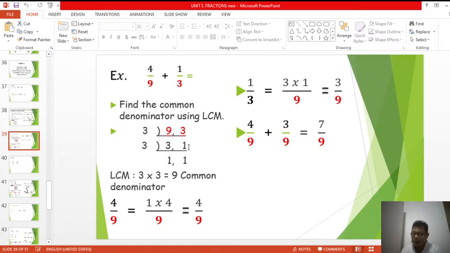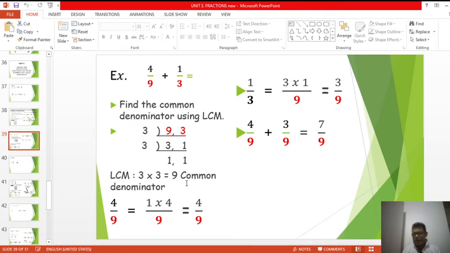So now I already got 1 here. I'll bring it down here. So I still have 3. So I'm going to use 3 again. 3 divided by 3 is 1. That's it. I need not divide this one because it's already 1. So finding the LCM is here: 3 times 3 is equal to 9. So that is your LCM, and this LCM will become your common denominator. So 9 is your common denominator.